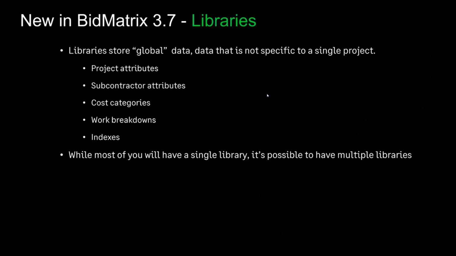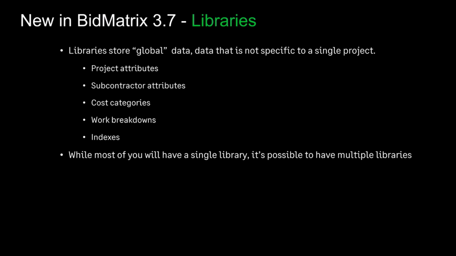Introducing a new BidMatrix 3.7 feature called libraries. Libraries store global data. That is data that is not specific to a single project. So when you create a new project, the information in your libraries is available to you because it stretches across projects and is just available each and every time you create a new project. The information stored in libraries includes project attributes, subcontractor attributes, cost categories, work breakdown, and indexes.